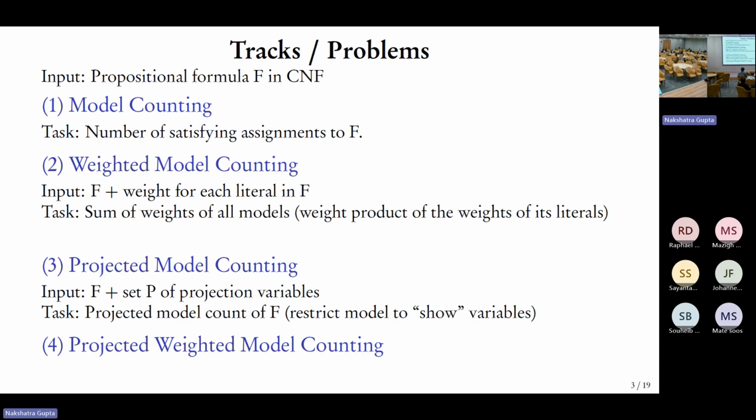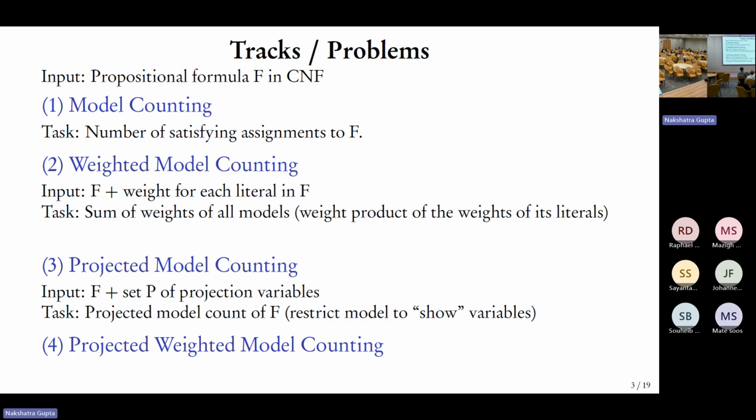So in model counting, we have 4 different problems that we track. The first one is normal model counting, where the task is to count the number of satisfying assignments for a given Boolean formula. Second, we have weighted model counting, where for each of the literals there is a given weight, and the model count is effectively the weight of all the models. The third track is projected model counting, where with the formula there is a projection set, and the task is to count the number of models projected on this set.